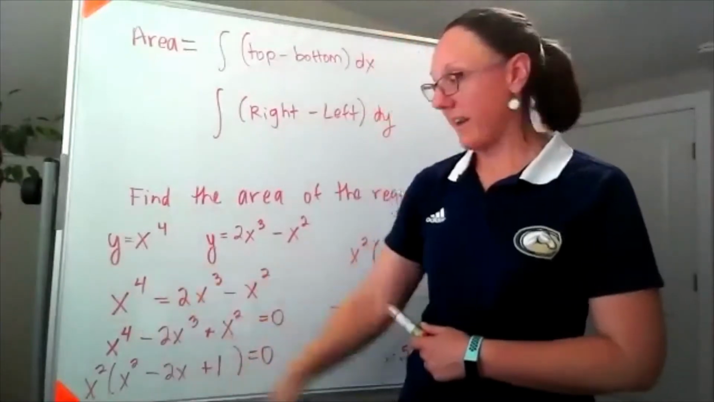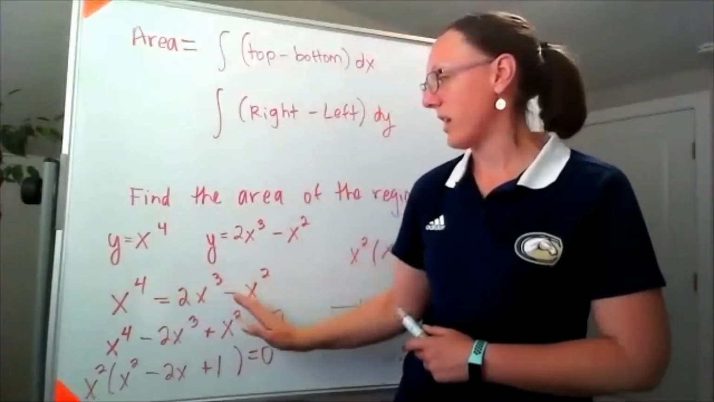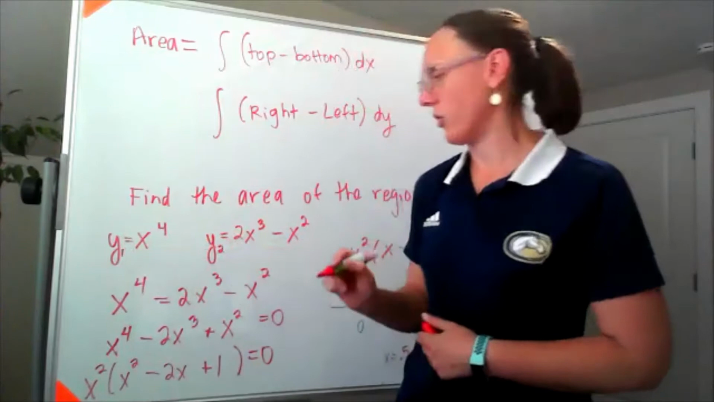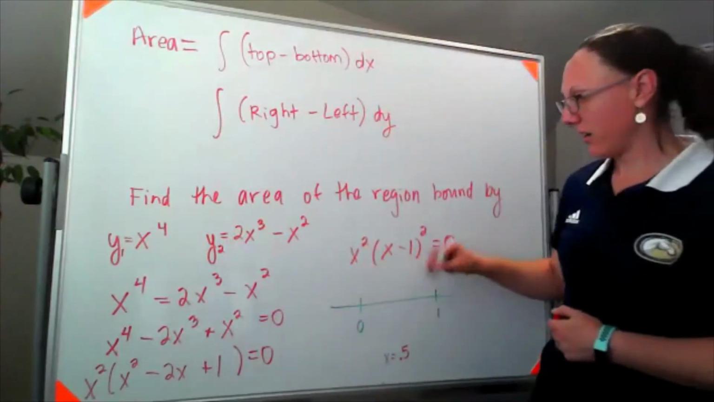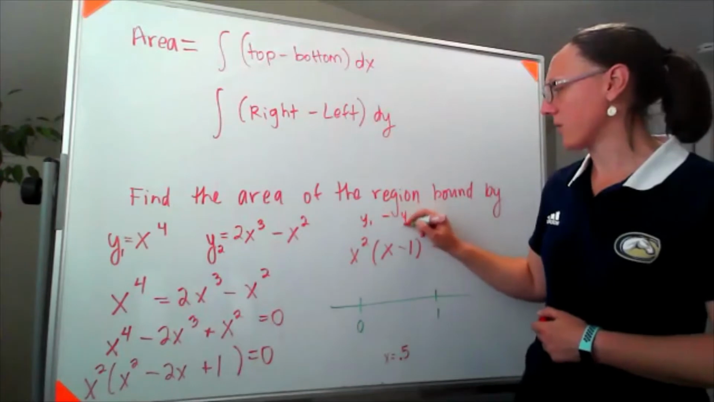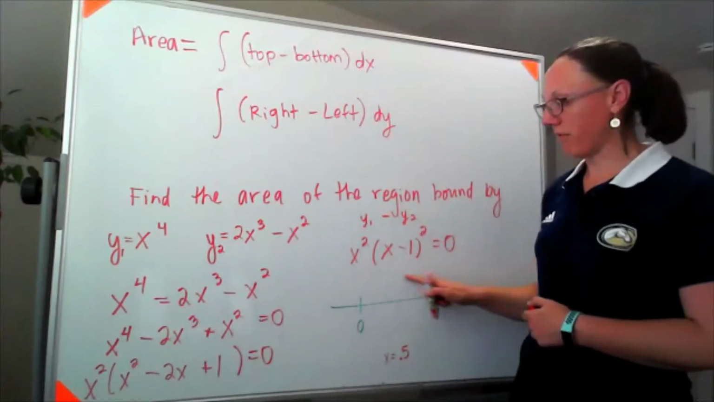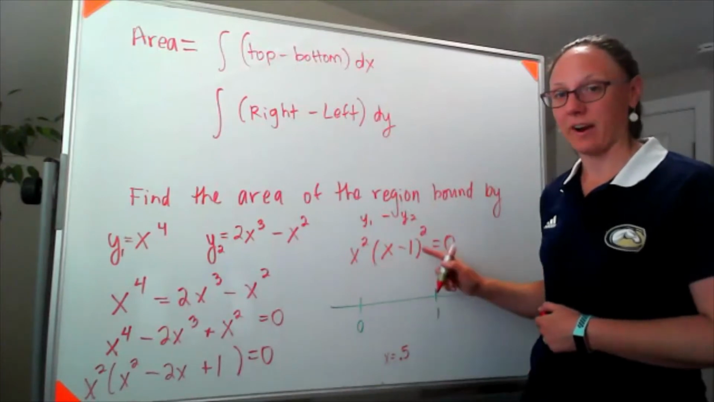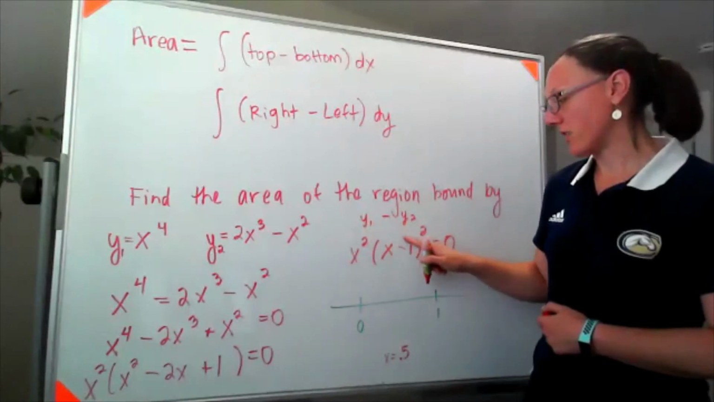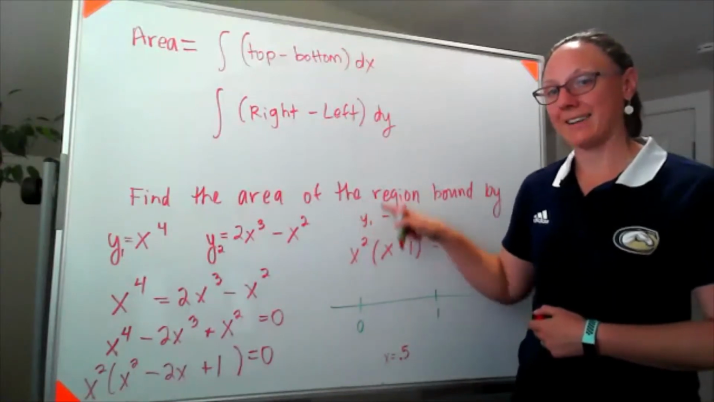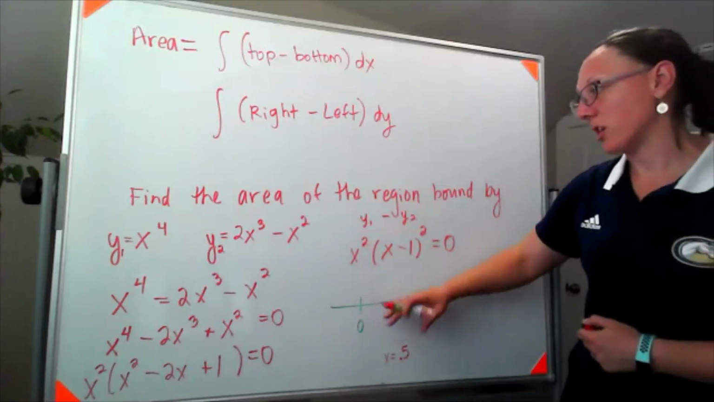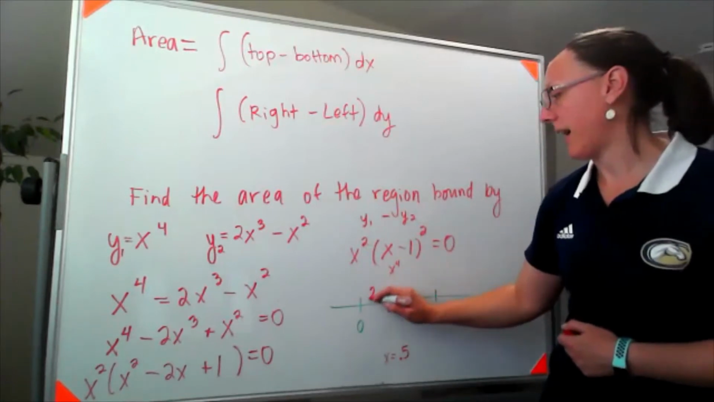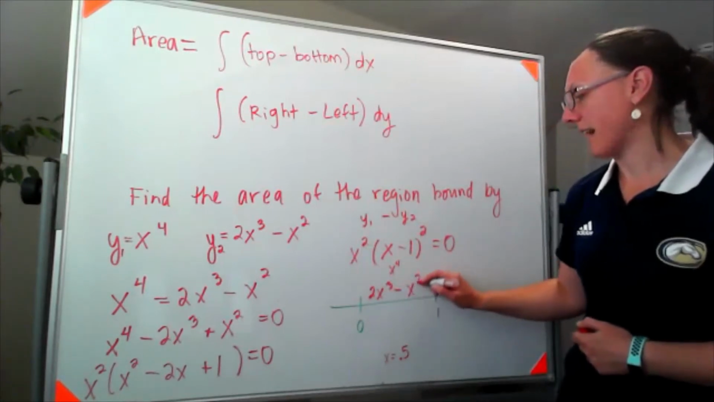What I did in here is I took x to the fourth and I subtracted the other function. So I'm going to call these y1 and y2. So this right here is y1 minus y2. If I plug in 0.5 here, I've got a positive thing because it's squared times another positive thing because it's squared. So if y1 minus y2 is positive, then y1 had to be bigger. So I know that in this region, the function on top had to be x to the fourth, and the function on the bottom had to be 2x cubed minus x squared.